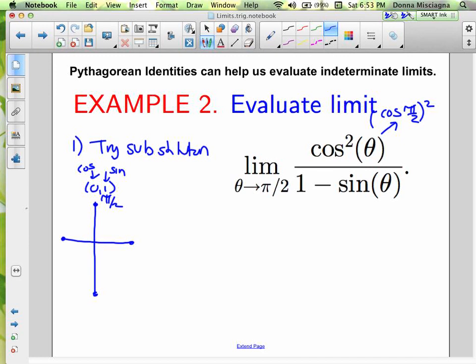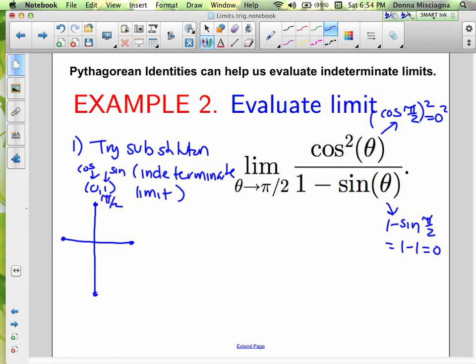All right, so whether we square 0 or not, that's still 0. Now in our denominator here, sine theta, that's 1, right? So now I've got 1 minus 1, and actually I'll write it in, 1 minus sine pi halves, which is just 1 minus 1, which is 0. So the substitution did not work, because this is an indeterminate limit.